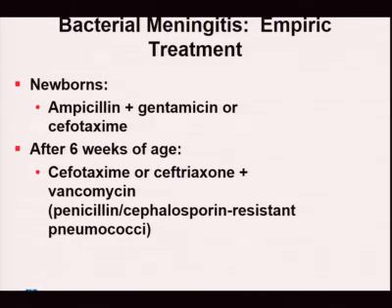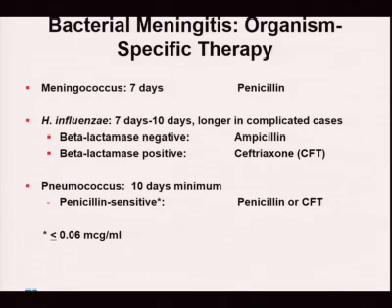So empiric treatment for bacterial meningitis in newborns, we generally like AMP and GENT or AMP and cefotaxime. And then after 6 weeks of age, you're mainly covering pneumococcus and meningococcus. And in those situations, cefotaxime or ceftriaxone. And remember to add vancomycin until you have susceptibilities because of the possibility of penicillin and cephalosporin-resistant pneumococcus. Remember, the vancomycin is for the resistant pneumococcus, not to cover for staph, which is an incredibly rare cause of bacterial meningitis.